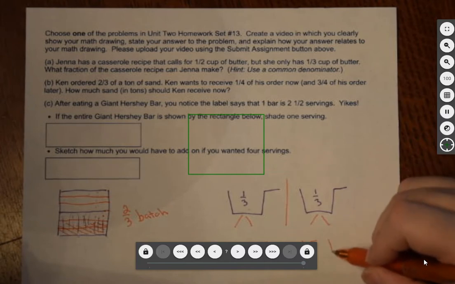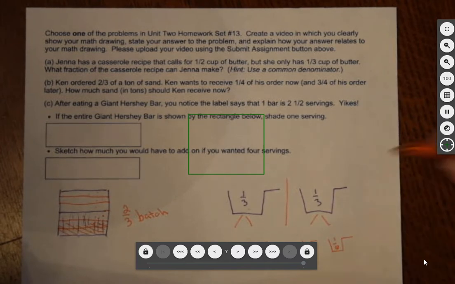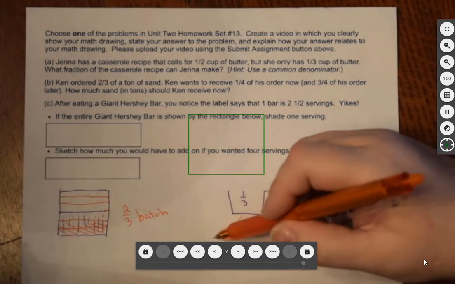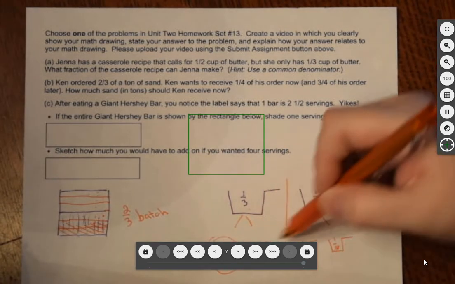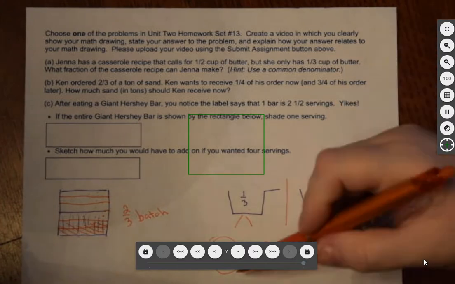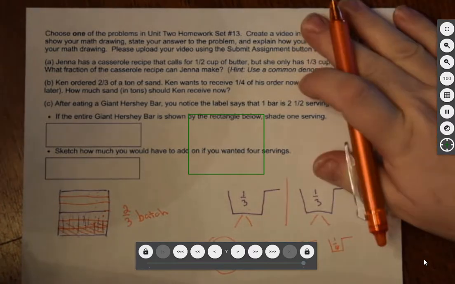And so we split this one in half as well. And he wants 1/4 of his order, so he'd want 1 out of 4 of these. So he'd want a 1/6 of a ton.